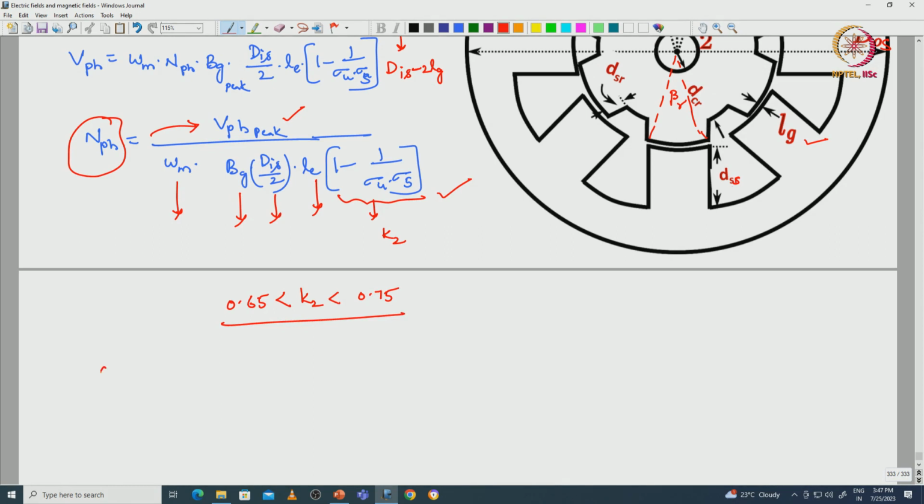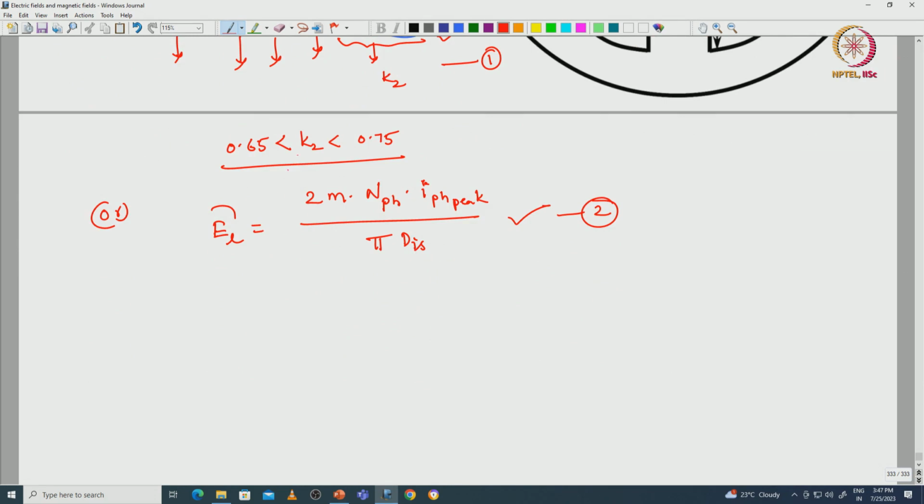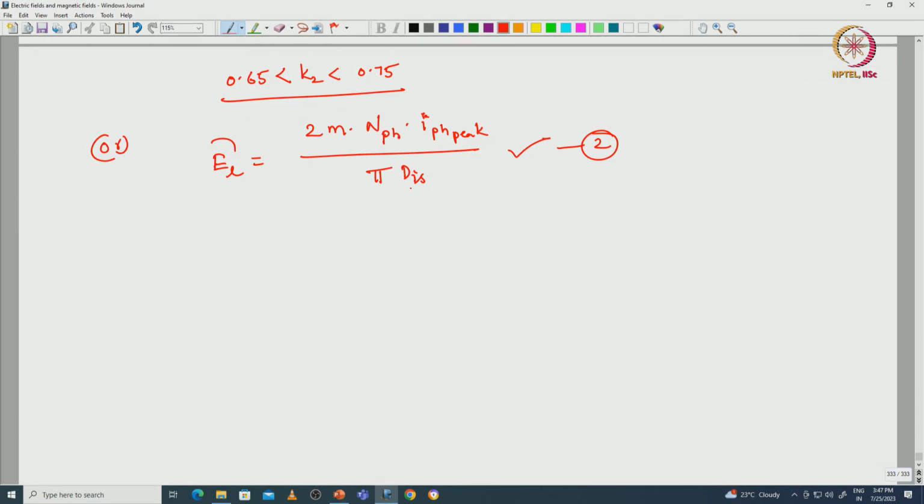to 0.75. In another method, from the electric loading, EL is equal to ampere conductors per unit length, that is 2m, where m is the number of phases conducting simultaneously, into N phase, into I phase peak, divided by pi into dis. From this equation also we can find the number of turns, either this one or this one. With any equation we can find the number of turns for a stator winding.